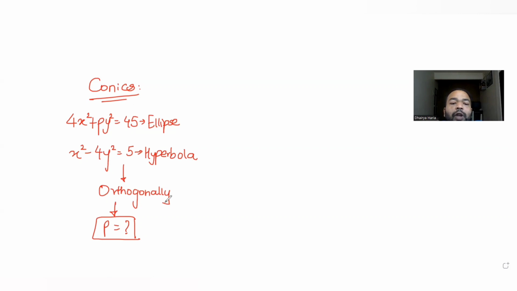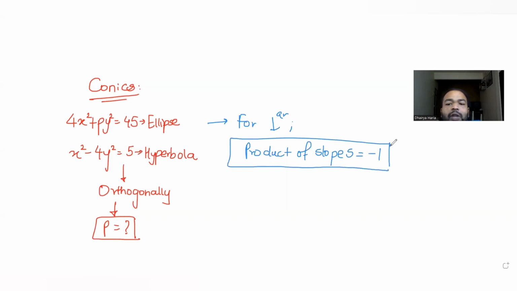First of all, when these two figures cut each other orthogonally, we already know that for two curves intersecting perpendicularly, the product of the slopes is -1. We have been given two figures here. One is the ellipse, from which I can find the slope of the ellipse, and the other is the hyperbola, from which I can also find the slope of the hyperbola, and then we can take the product of slopes equal to -1. So first of all, let's take the ellipse.